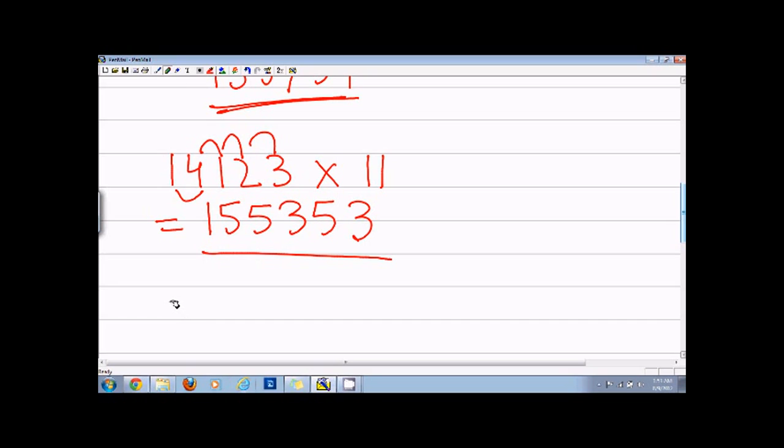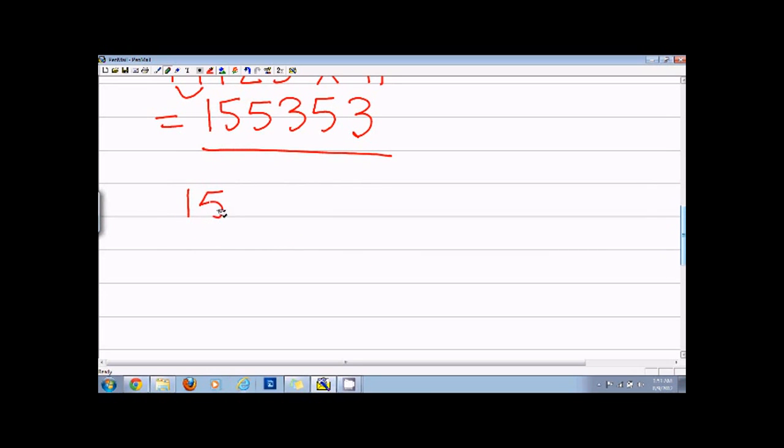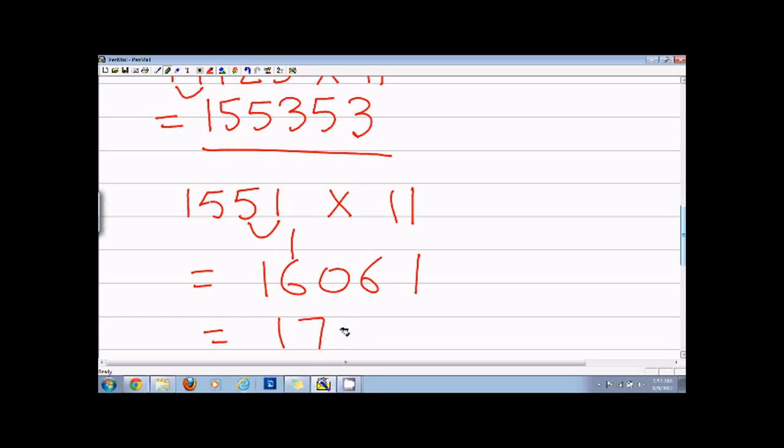For example, now I have 1551 and I want to multiply it by 11. In this case what I'll have is 1 and then 1 plus 5 is 6 and then 5 plus 5 is 10. So if I do 10, then I have to write 1 here, and then 5 plus 1 is 6 and then 1. So the answer will be 17061. Am I correct or not?